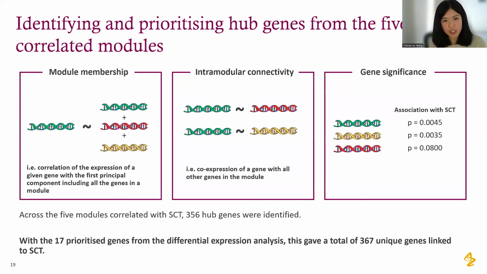But because we are also interested in hub genes in the context of SCT, we also applied a third criterion here, which is that our genes need to be associated with SCT as well. So when we apply these 3 metrics across the different modules correlated with SCT, we identified 356 hub genes. Finally, if we bring these together with the 17 prioritized genes from the differential expression analysis, this gives us a total of 367 unique genes which are linked to SCT.